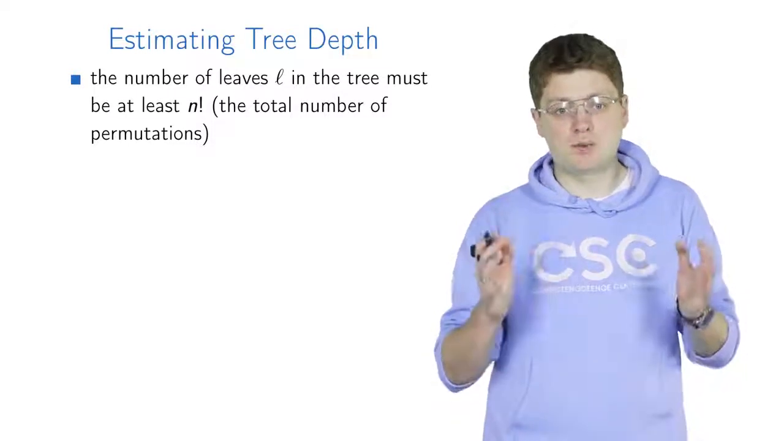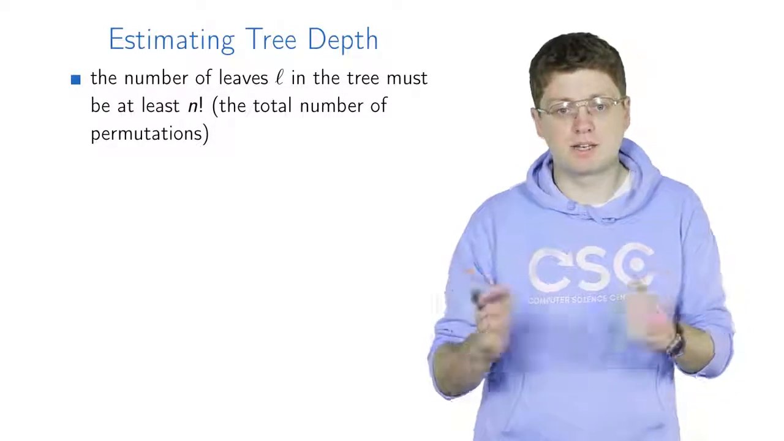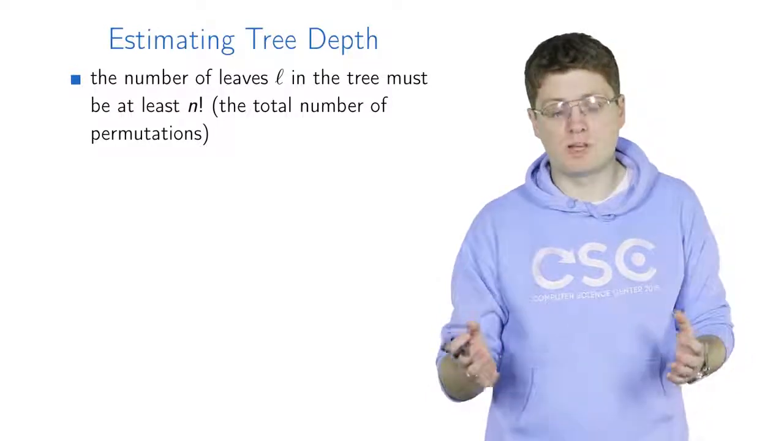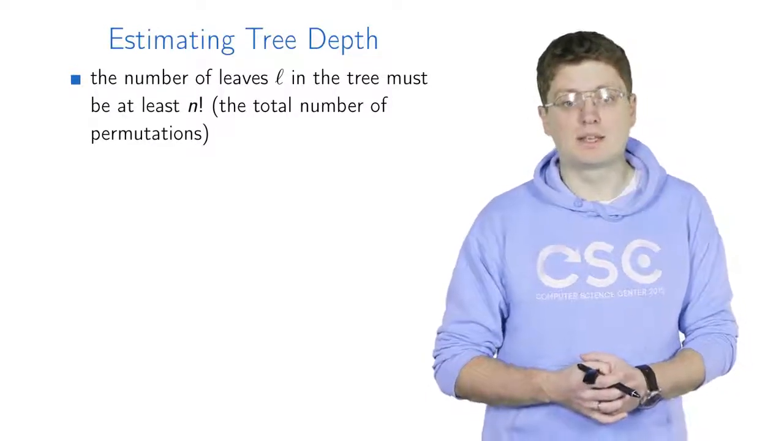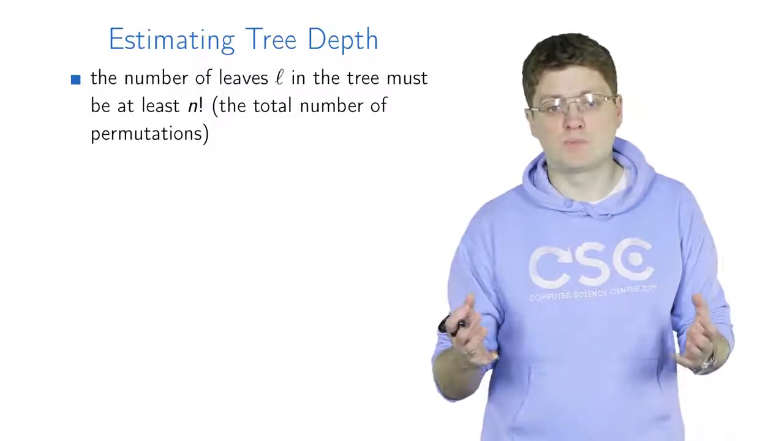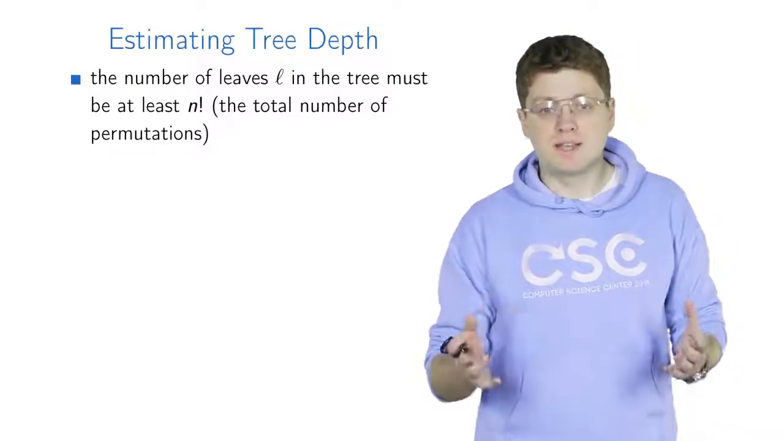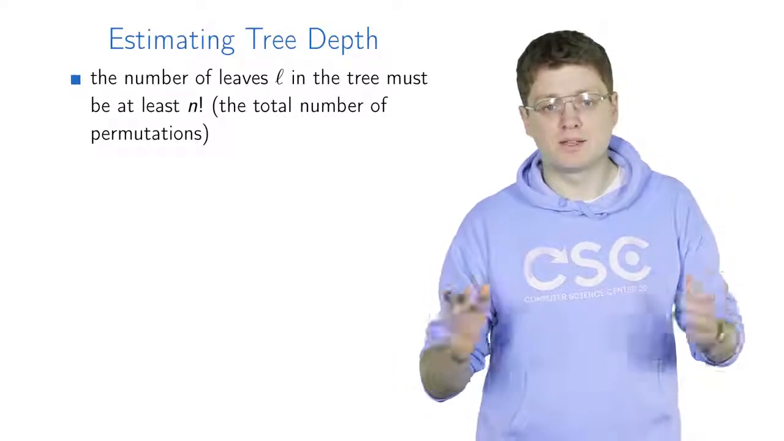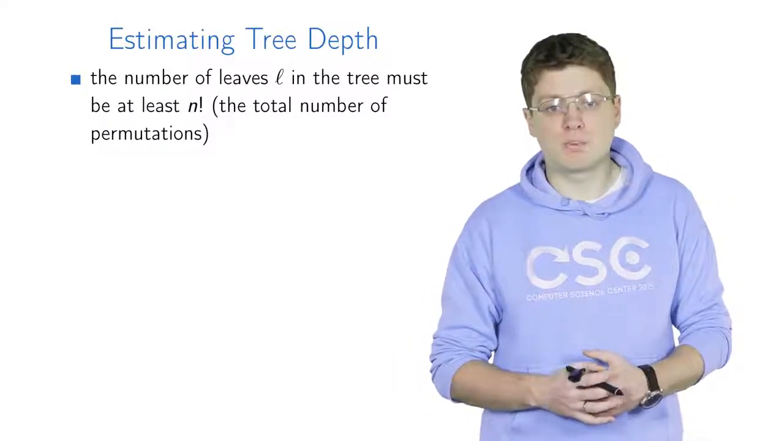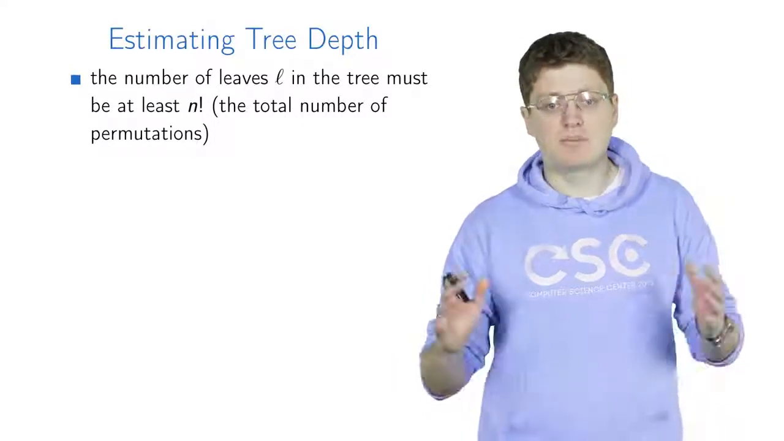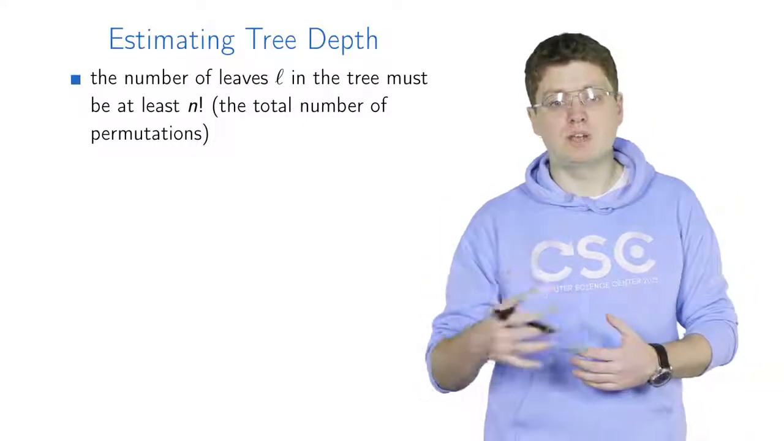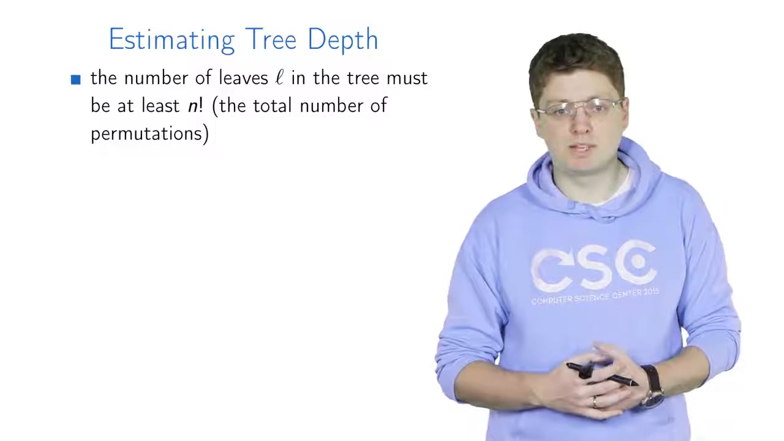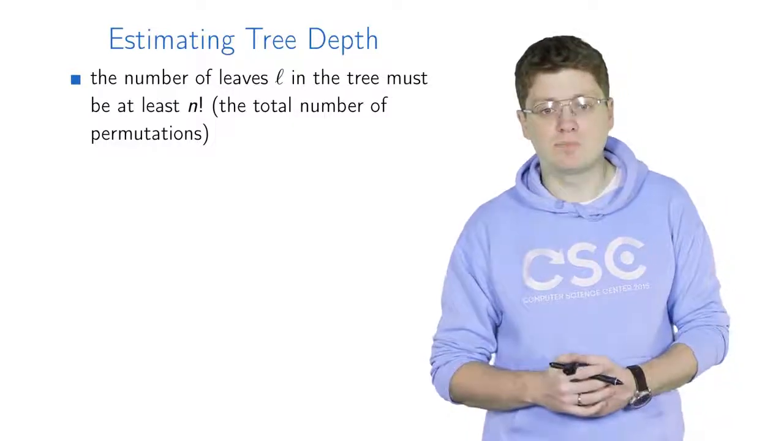So when the input data consists of 3 objects, such as the second element is the smallest one, the first one is the next one, and the third element is the largest one. Right? So once again, in our huge tree, which corresponds to our comparison-based algorithm, there must be at least n factorial leaves, because each possible permutation must be present as a leaf in our tree.